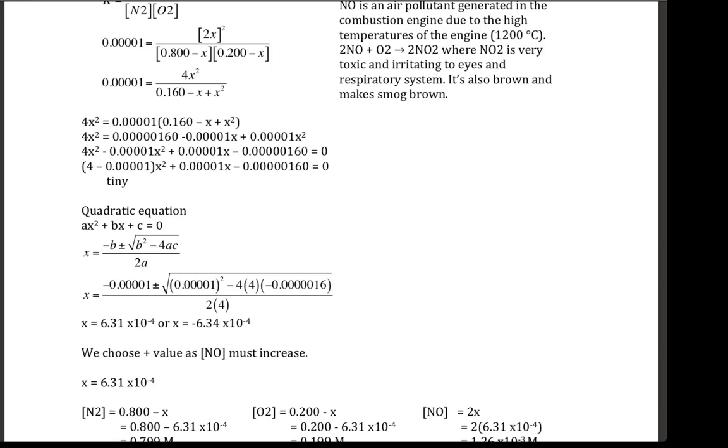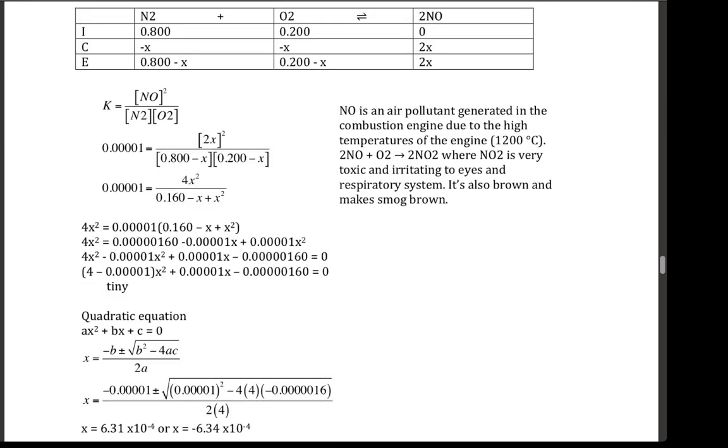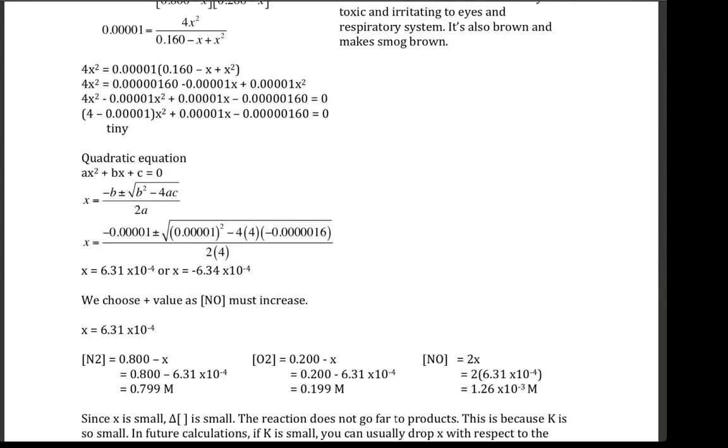So we choose the positive root because we know that the NO2 concentration, that was our product where we had none to start with, cannot decrease. So x has to be a positive quantity.